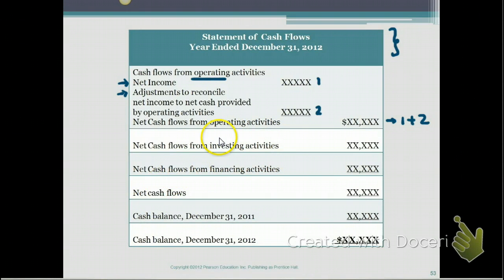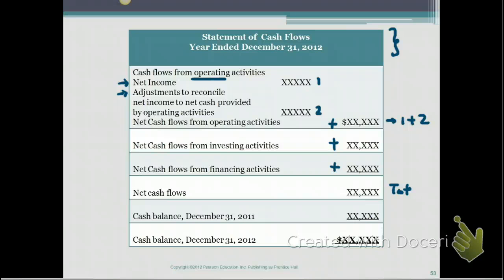Next, you have your net cash flow from investing activities. Then you have net cash flows from financing activities. And the next item is net cash flows, which is a total of operating activities, investing activities, and financing activities. So you would add those three numbers together.